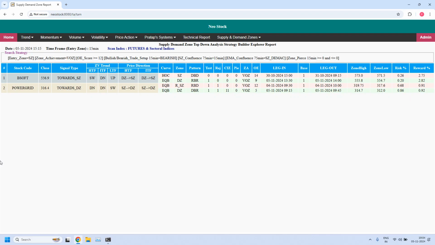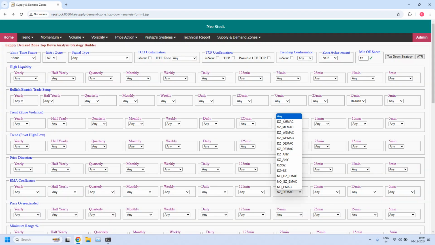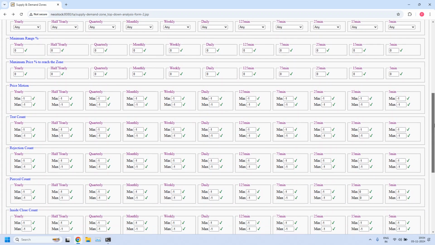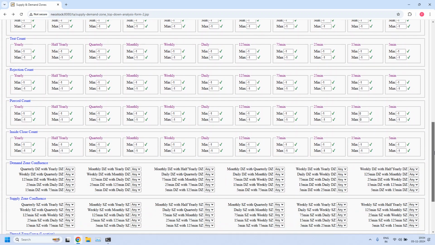Okay, next let us look for LTF, ITF, HTF supply zone confluence. I am removing the EMA filter. We need to set three filters. LTF, ITF, HTF supply zone confluence. First filter is already enabled. Second filter, 15-minute supply zone with daily supply zone confluence. Next, third filter, 75-minute supply zone with daily supply zone confluence. All the three filters are enabled.